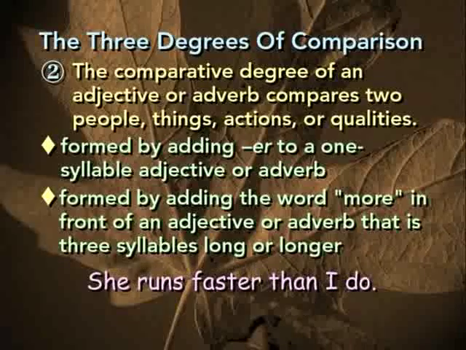Here's another example, this one using an adverb. She runs faster than I do. Here we've taken the one-syllable adverb fast and made it into the comparative degree by adding ER at the end, because two people are being compared, she and I. She runs faster would be the correct use of the comparative form of the adverb.